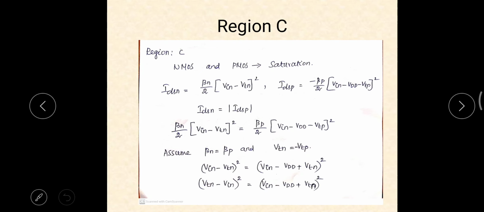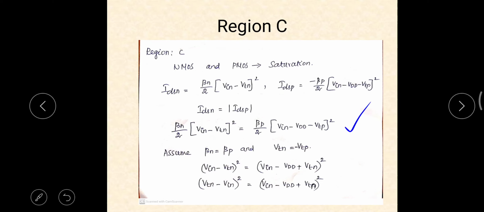Next, region C. In the region C, both the NMOS and PMOS are operating under the saturation mode. Now you can take the current equations of NMOS and PMOS in saturation. So IDSN is equal to beta n by 2 into Vin minus VTN the whole square. IDSP is equal to minus beta p by 2 into Vin minus VDD minus VTP the whole square. This is step number 1 and, sorry, step number 2. The next is step number 3, which is nothing but to equate the current equations of both MOS transistors. After equating both, I am getting these expressions.